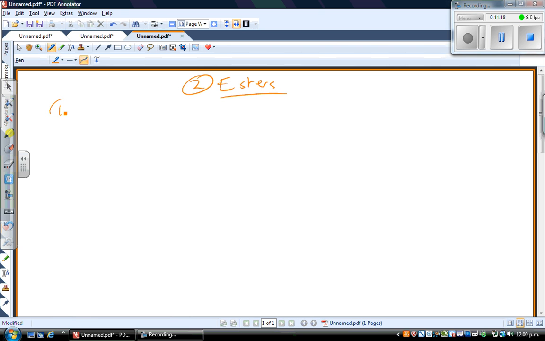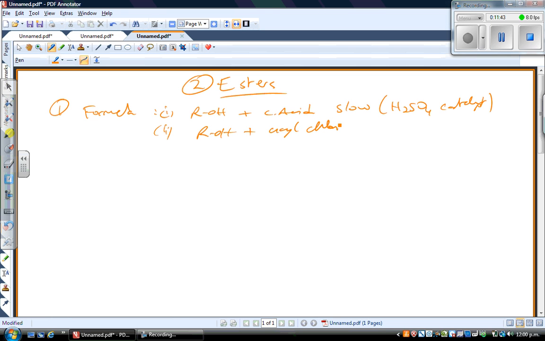So esters, formation. Esters are formed either one by reacting an alcohol plus a carboxylic acid, which is slow and requires H2SO4 catalyst, or the second way is to add an alcohol to an acyl chloride, which is fast and no catalysis needed. So we're looking here at the first situation.